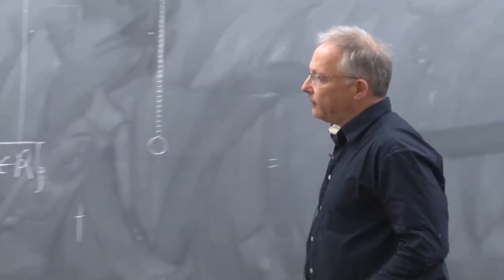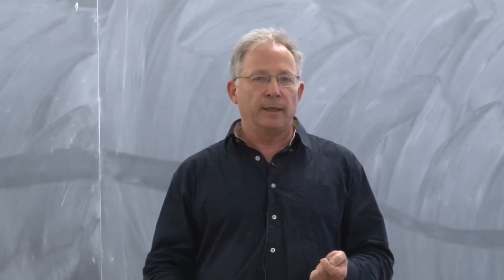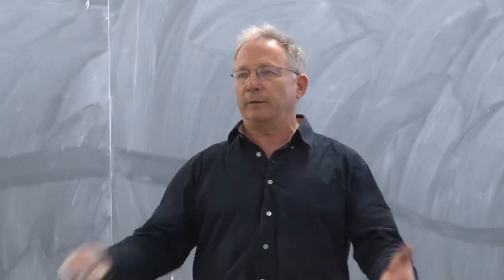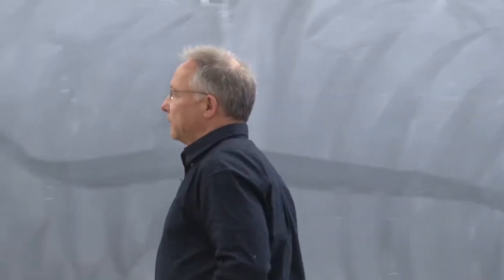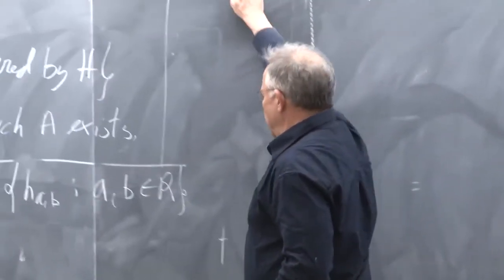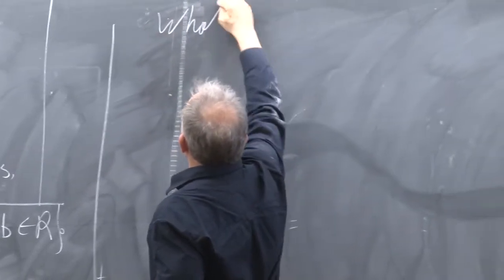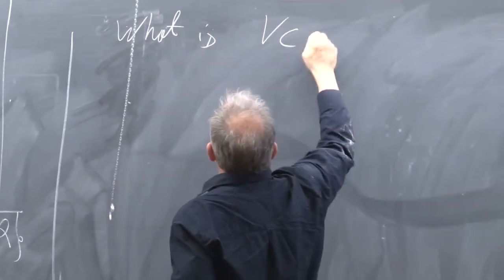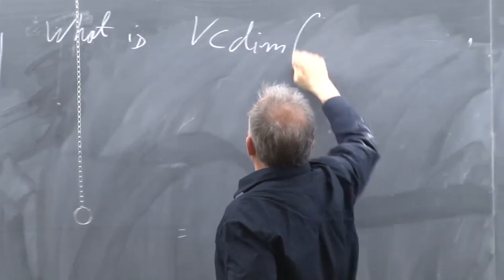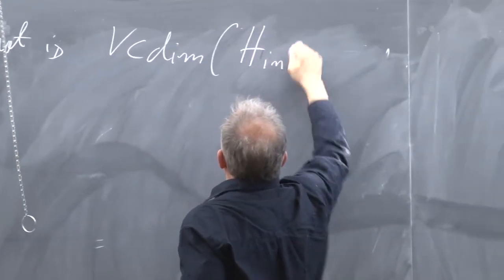So this is the set of all intervals. Every interval is determined by two endpoints, A and B, and we take the class of all intervals. So what we want to analyze is what is the VC dim of H interval.